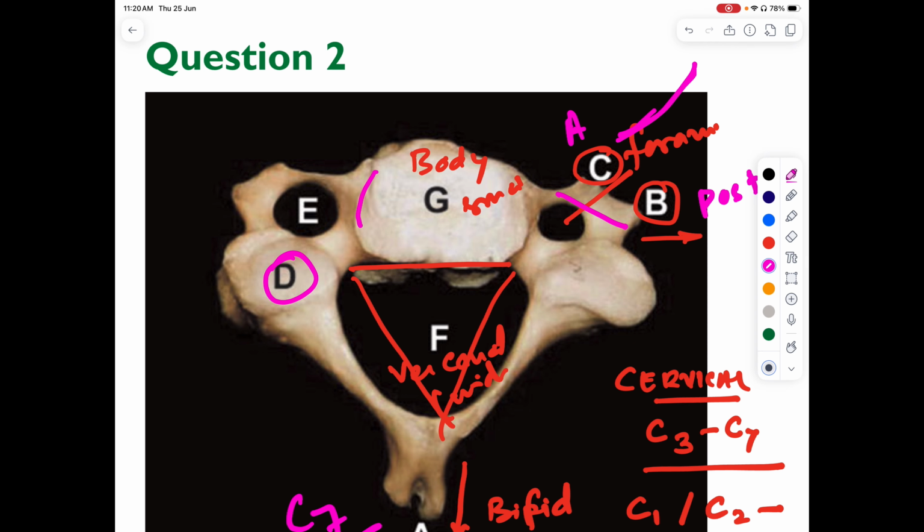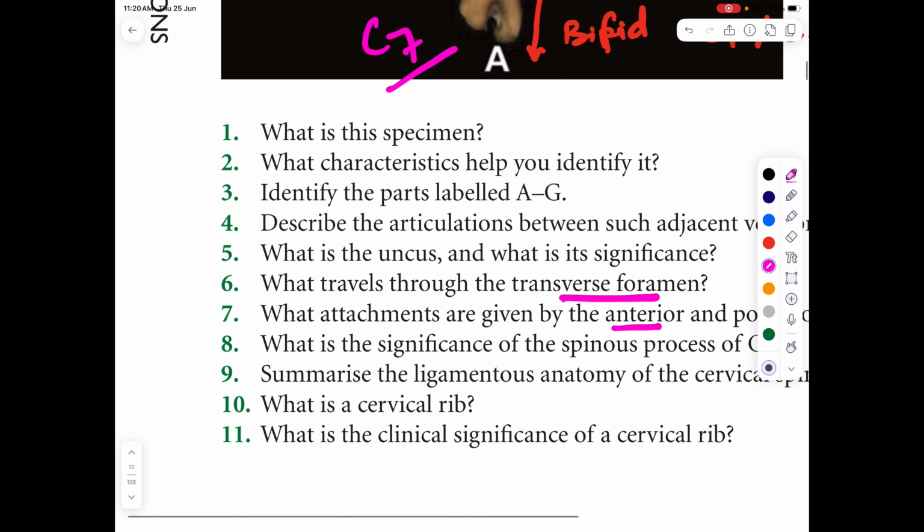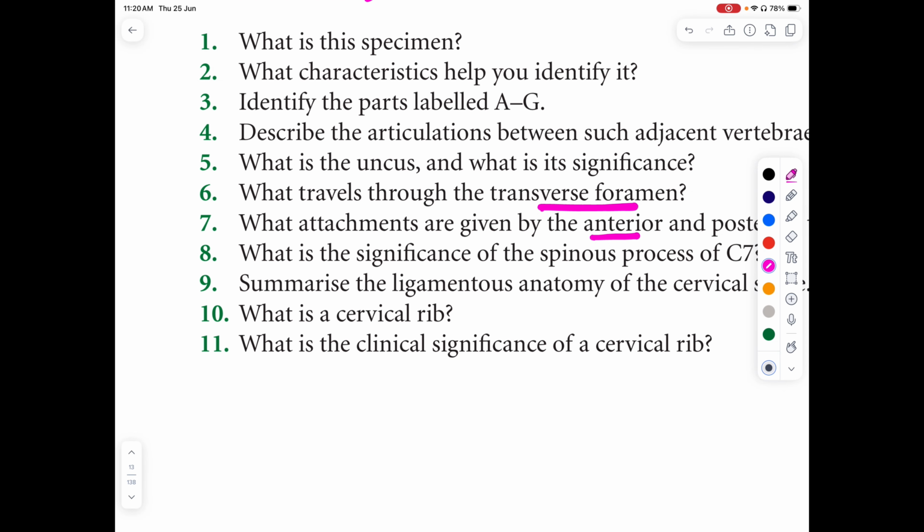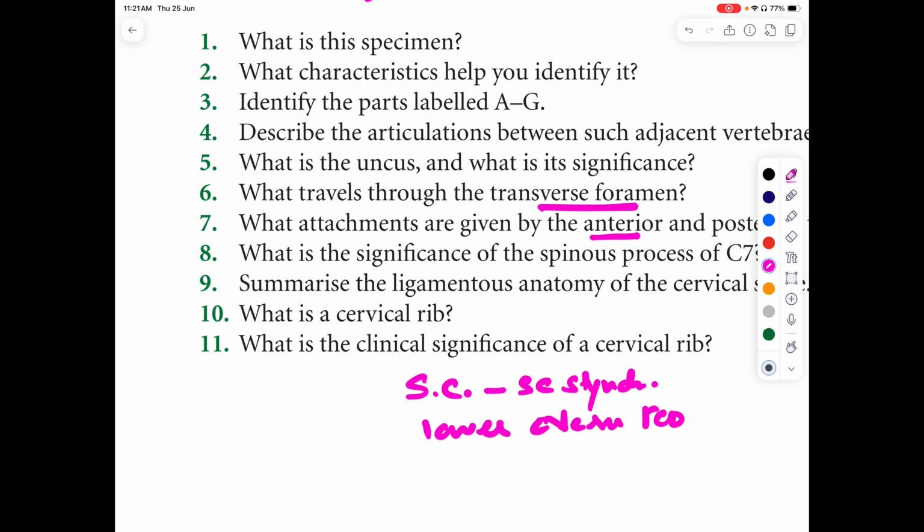So what does it cause? Cervical ribs sometimes cause compression of anatomic structures, reduced blood flow to subclavian vessels, or it can cause subclavian steal syndrome, or stretching of the lower cords and nerve roots of the brachial plexus.